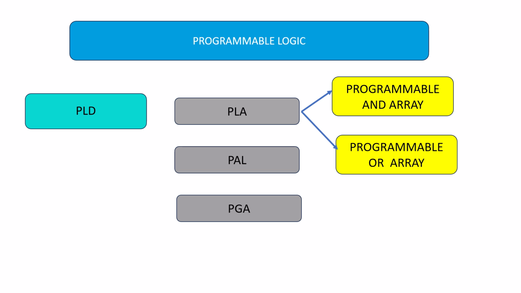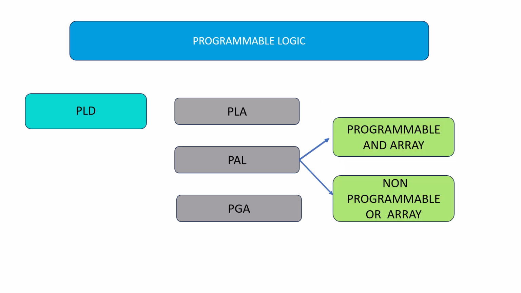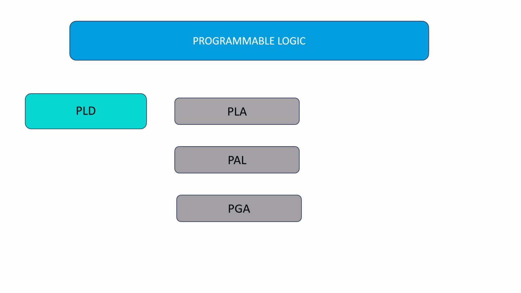The next one is PAL. In PAL, as I said, the AND array can be programmed, whereas the OR array is fixed. Next comes the programmable gate array. All of you are very familiar with the PGA. The field programmable gate array, or FPGA, is the main classification of your PGA. We have CLBs, configurable logic blocks, IO blocks, etc., by which the different gate arrays can be programmed.